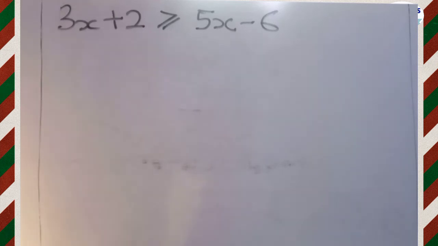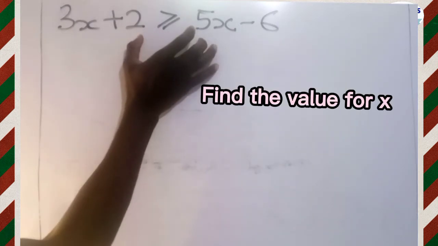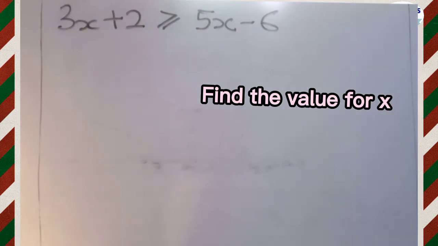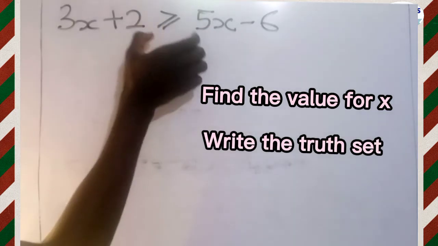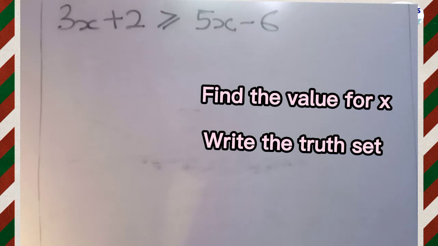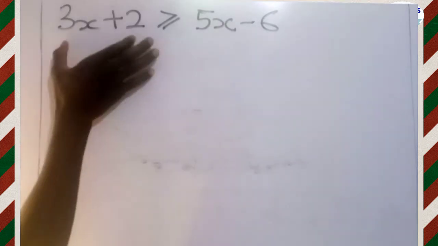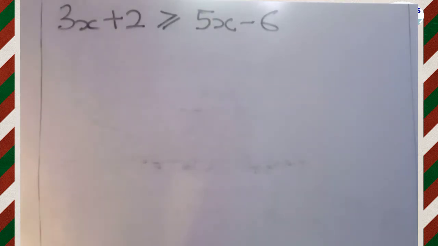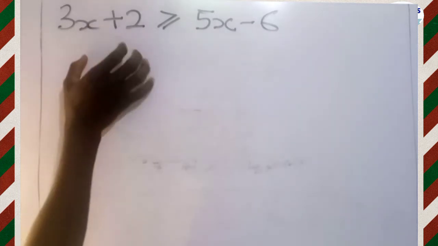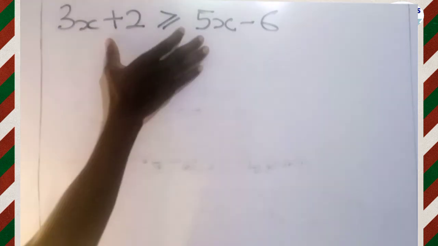What it means is that first you have to find the value for x, and when you are done, you write the truth set for the answer that you get, and then you illustrate it on a number line. Okay, so let's do that. We're going to first find the value of x, and by doing that, we want to make x the subject of this inequality.